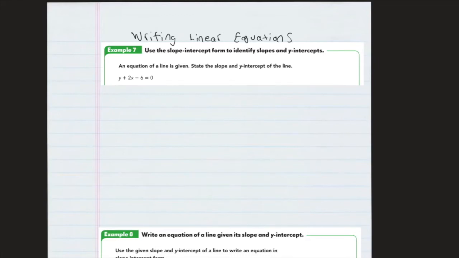Welcome back, mathematicians. This lesson is on writing linear equations, mostly in slope-intercept form. Although, of course, there are different forms of linear equations that we just won't get into in 7th grade math.